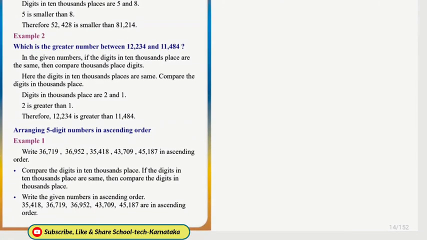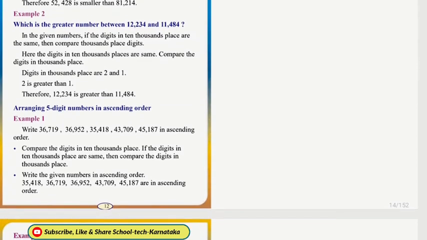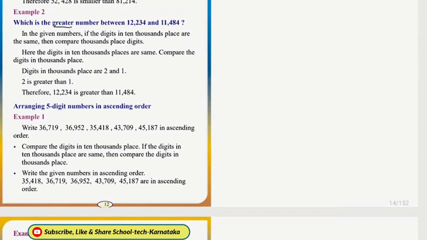Now in example 2, we have to find the greater number between 12,234 and 11,484. So it is a similar way. In a similar way, we can find the greater number. How do we find it?